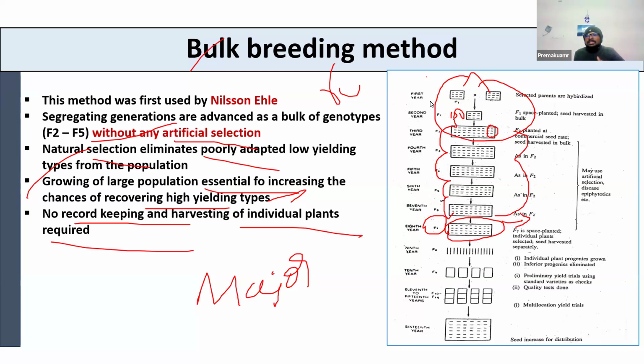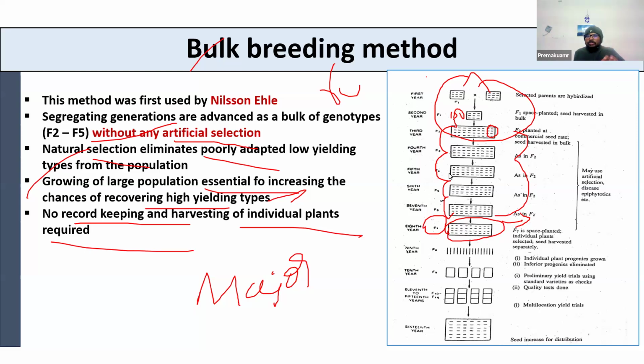Actually, we're not following exactly bulk breeding, but a modified form of bulk breeding that we will discuss in the next slides. Another disadvantage, as I told, is that breeder involvement is very little. Up to F8 there is no involvement of the breeder, it's just seed multiplication, just harvesting, and you're not handling any individual plants or individual progenitors, you're just bulking and then advancing.